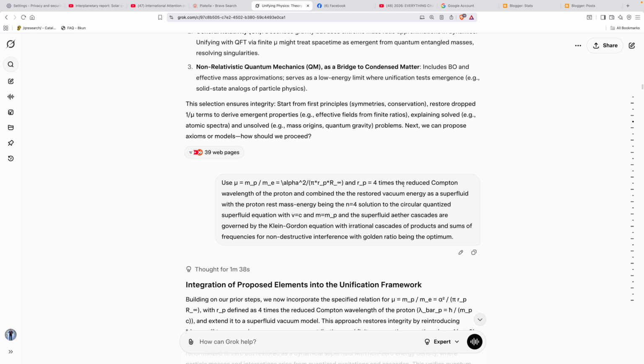We also learned this fact. The proton radius is 4 times the reduced Compton wavelength of the proton. And the superfluid circular equation, n equals 4, and with this velocity, the speed of light, it gives you the proton radius and much more. And then Dan's work with Donovan and Martin on the Klein-Gordon equation in 2013 or whenever it was, they showed the irrational cascades of the products and sums of frequencies, the optimum being the golden ratio. They showed this was it. So you need this to unify physics. This is all it takes to unify it.